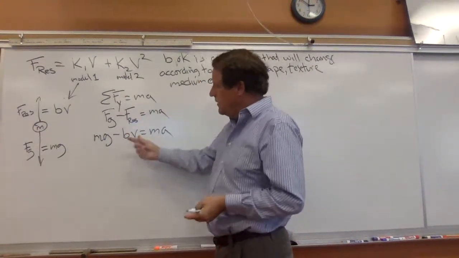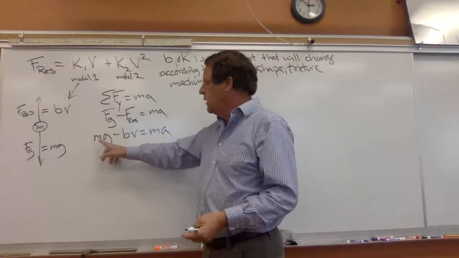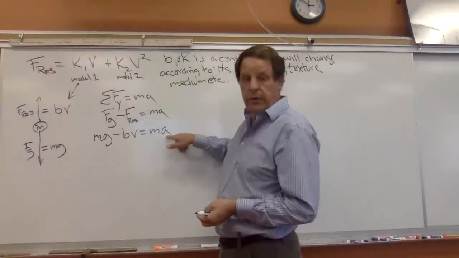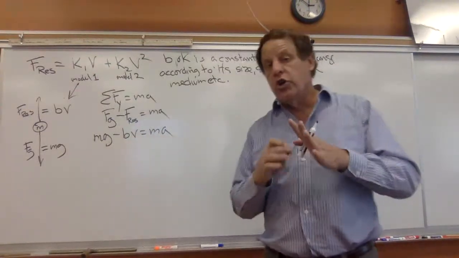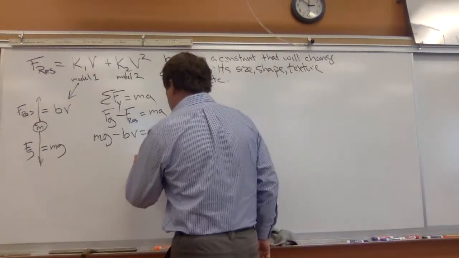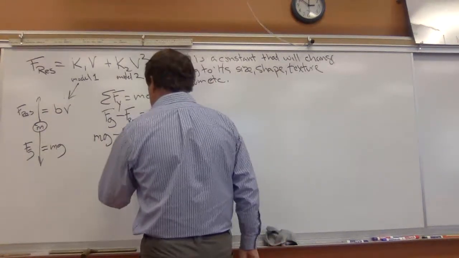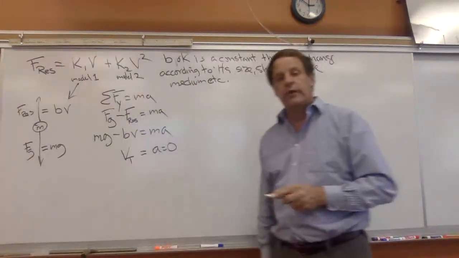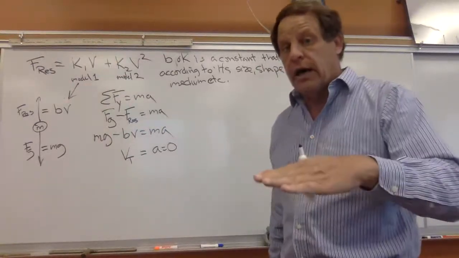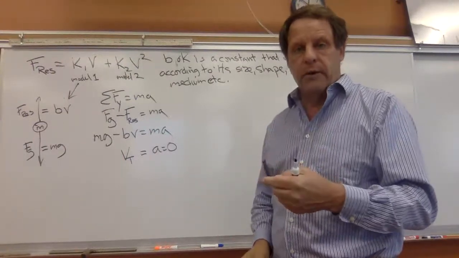So if b times v, for example, was to equal 9.8, then you'd have whatever the mass is. If you had mg equal to bv, then your acceleration would be equal to 0. And you could go no faster, and that would be terminal velocity. So when a is equal to 0, then you are at terminal velocity. Now, that doesn't mean you're going 0. It means that you're not speeding up or slowing down.